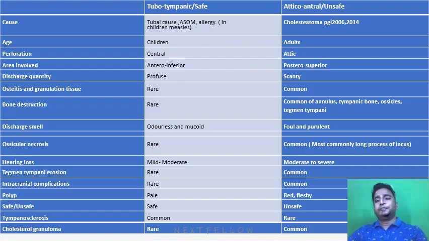So what is CSOM? See, there are two varieties of CSOM. The first one is tubotympanic, and then comes the atticoantral, which we also know as unsafe CSOM. So let's talk about safe CSOM. What happens in safe CSOM? Firstly, the perforation is central and in the pars tensa. It is not a marginal perforation. It is not an attic perforation.